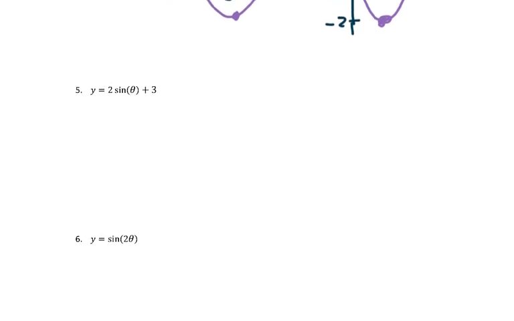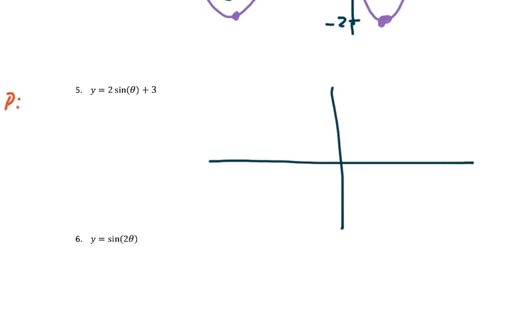All right, we'll do 5, and then this will be the last one for these notes. So here, our period is still going to be 2 pi. And my increments are my period divided by 4, so this is still pi over 2.